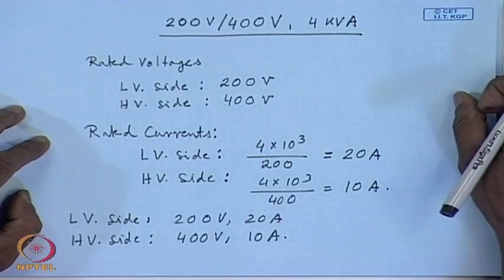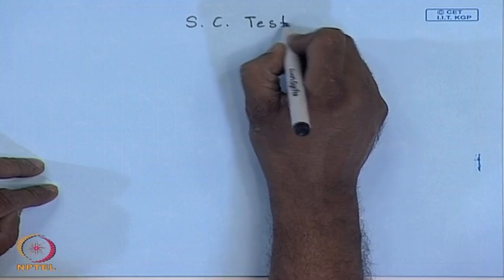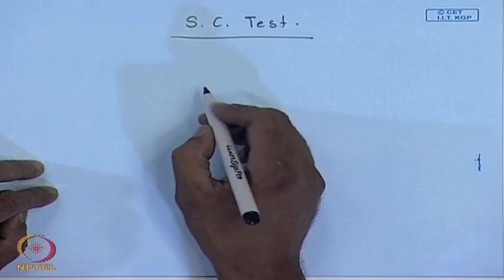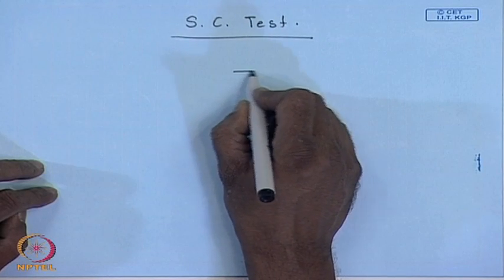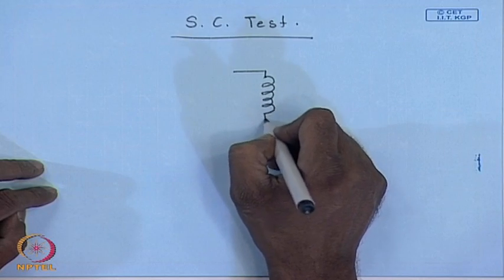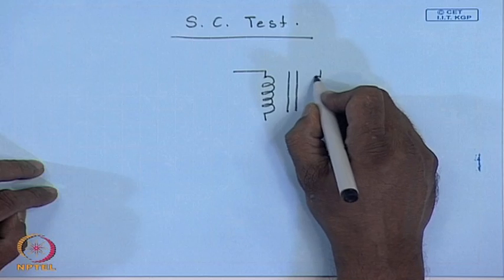Let us look at first the short circuit test. This is done on the HV side. So, it will be done on the 400 volt side, with the 200 volt side shorted.